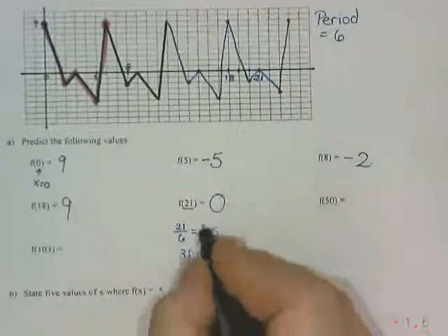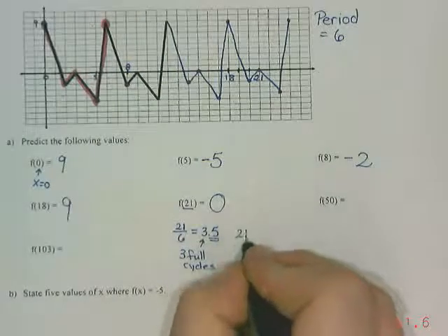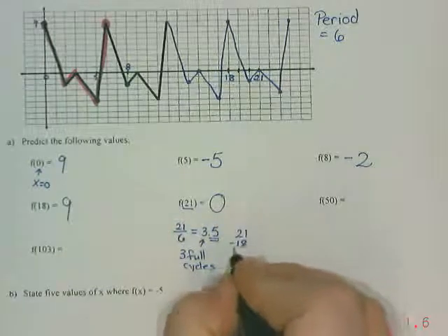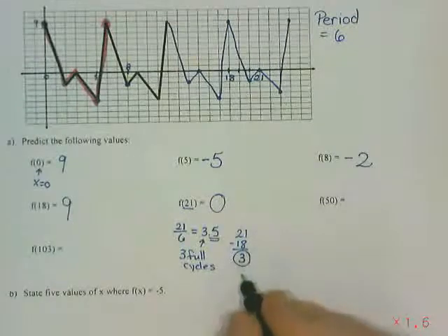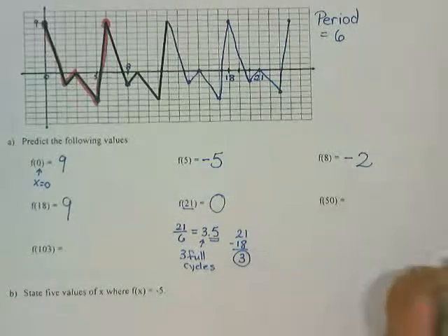So that's going to be 18 squares. So I'm going to do 21. I'm going to take away 18, and that leaves me with 3. So I'm going to be 3 squares into the next cycle. So I know that's a little confusing.